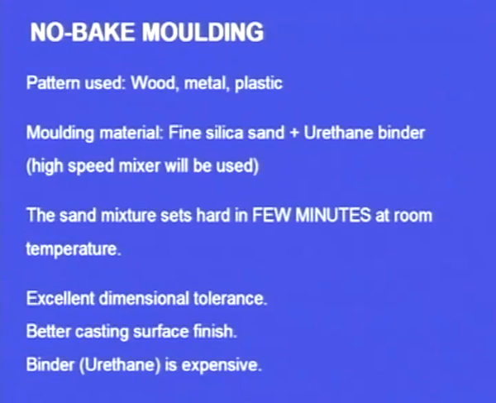The pattern used is wood or metal or plastic. What is the moulding material? Fine silica sand plus urethane binder. When we mix urethane binder with fine silica sand, it will be hardened within a few minutes. So, we mix the urethane binder with fine silica sand, we place the pattern inside the moulding box and we place this silica sand and urethane binder mixture over the pattern. Within a few minutes it will be hardened at room temperature.